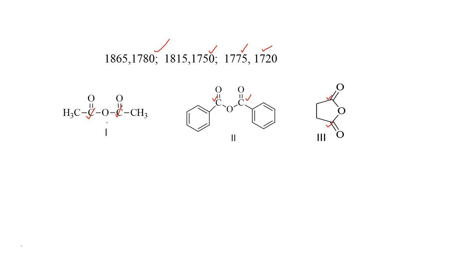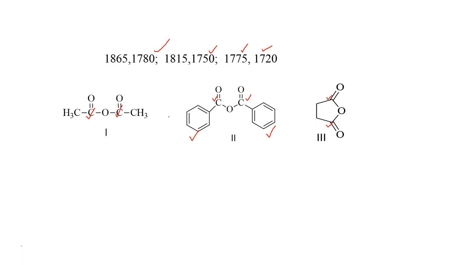The first molecule is an acyclic anhydride. The second molecule is an aromatic anhydride, and the third is a cyclic anhydride. The first molecule has no conjugation, but the second molecule has extended conjugation because of the two phenyl rings directly attached to the carbonyl group. The third molecule is cyclic and has some angle strain, and hence the C=O frequency usually increases because of the angle strain.